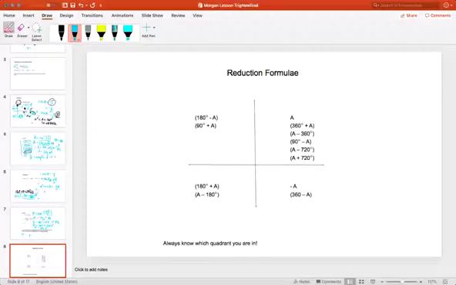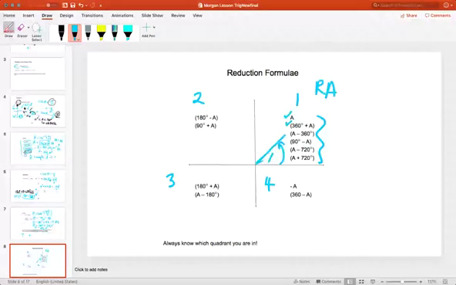Okay, so now we can move on to our reduction formula. Quadrant 1, quadrant 2, quadrant 3, and quadrant 4. You'll notice in quadrant 1 that we've got the most reduction formula. The first one simply says A. That is a positive reference angle. We know how to work with reference angle. The second one says 360 plus A.